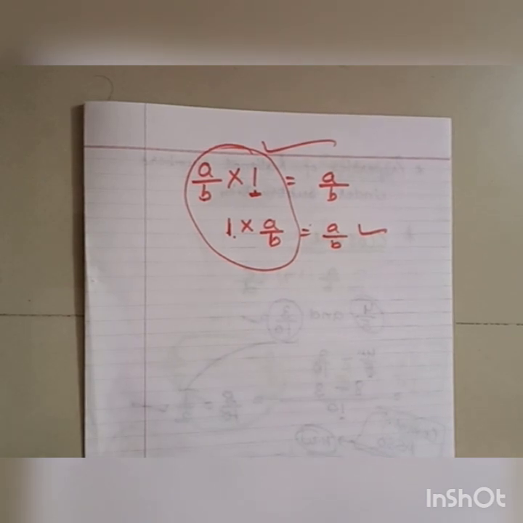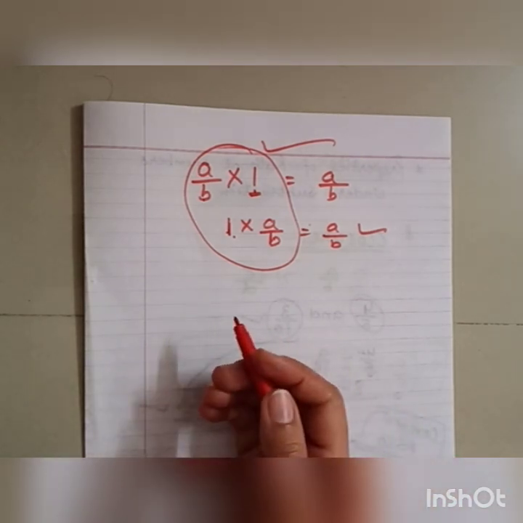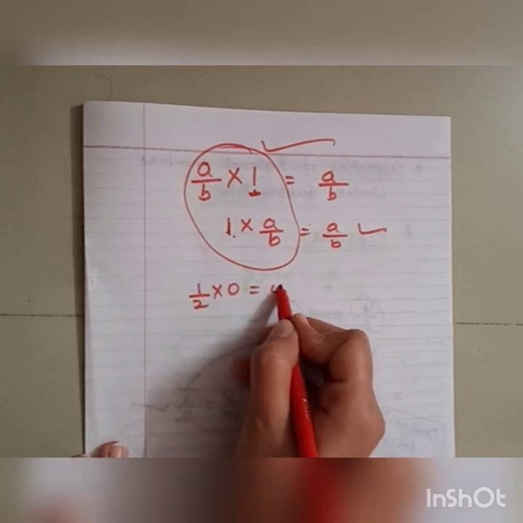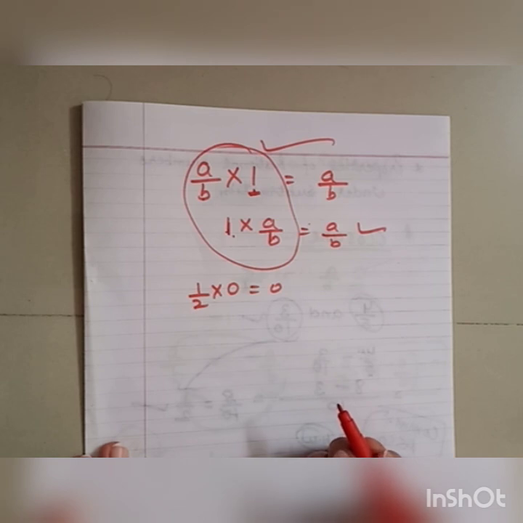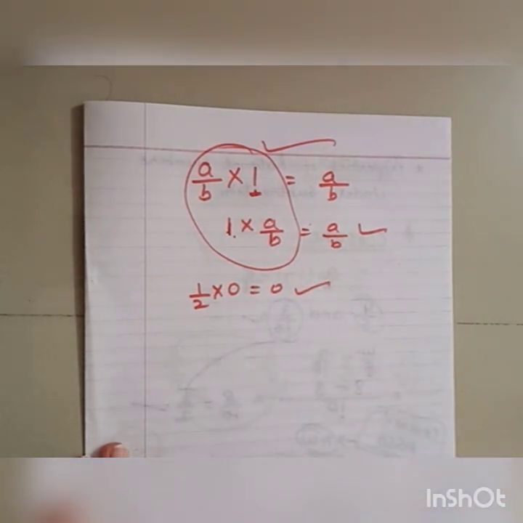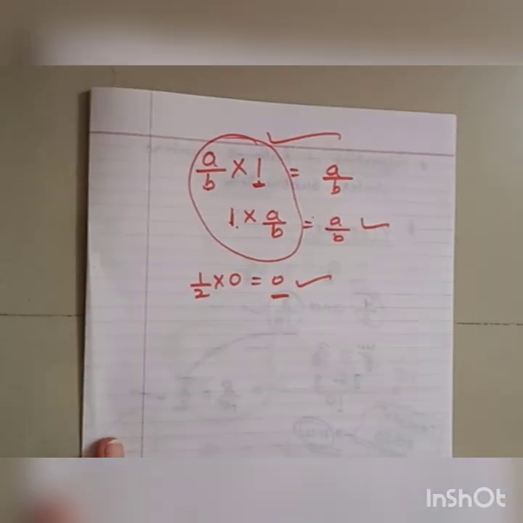And now multiplication with 0: when any rational number is multiplied by 0, we get 0. So this property is also satisfied under multiplication of rational numbers. And you also know that when we multiply any number with 0, we get the answer 0.